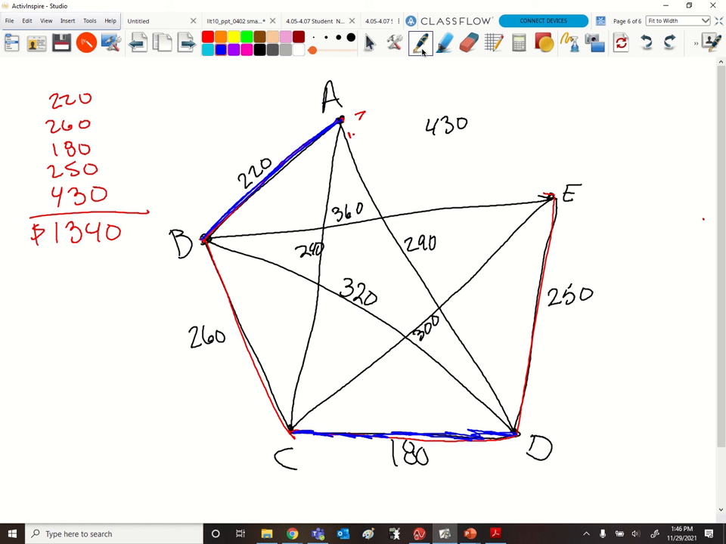So wait, what if we went from A to D and then to C and then straight up to E, down to D, and then up across? A to where? A to E, A to B. Okay. E to C, B to C, and then C to E. And then E to D. But I can't use that one again. You can't use that one twice. He said C to E. Yeah, C to E, and then E to D, and then D.